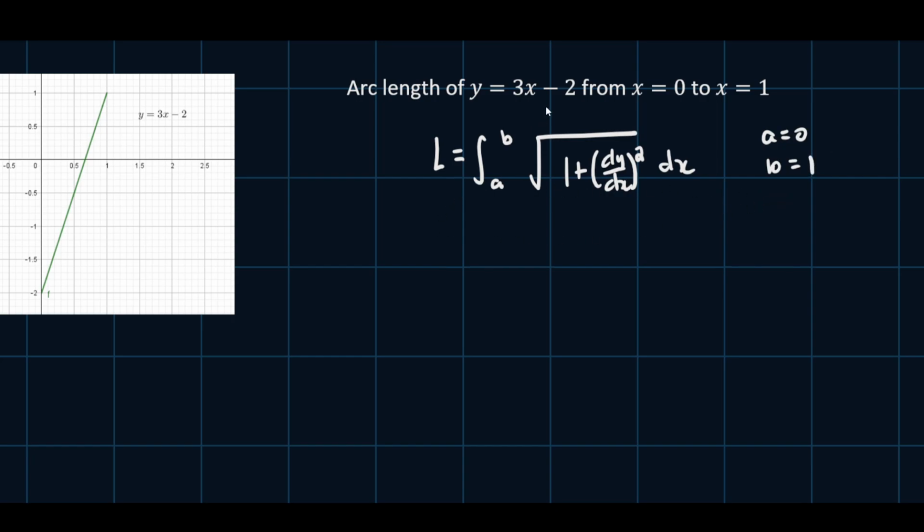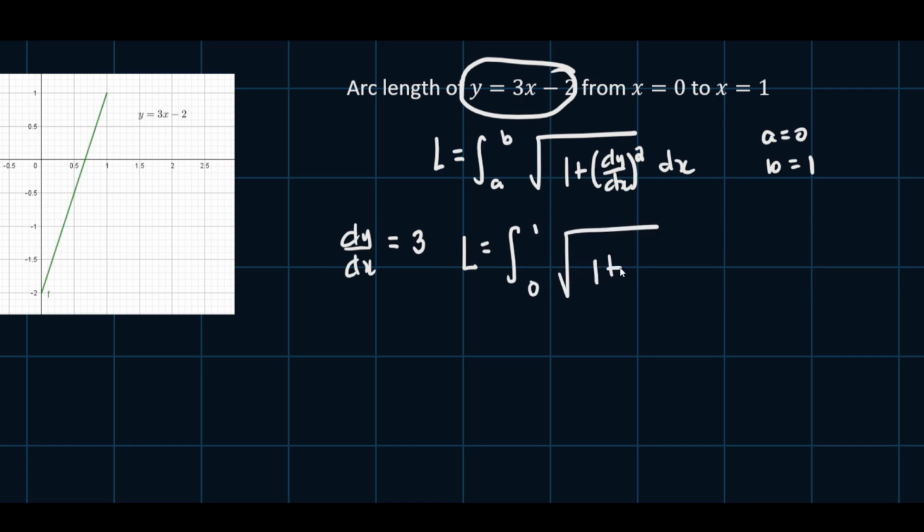Yung dy over dx natin, manggagaling siya dito. So, dy over dx, this is actually equal to 3. So, by substituting sa ating arc length formula, L equals the integral from 0 to 1 ng square root of 1 plus dy over dx squared dx. So, we have integral from 0 to 1, square root of 1 plus 9. So, that is square root of 10 dx.